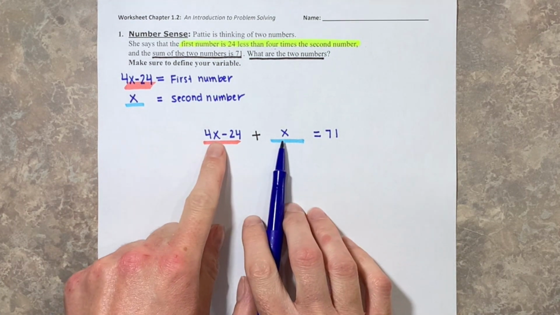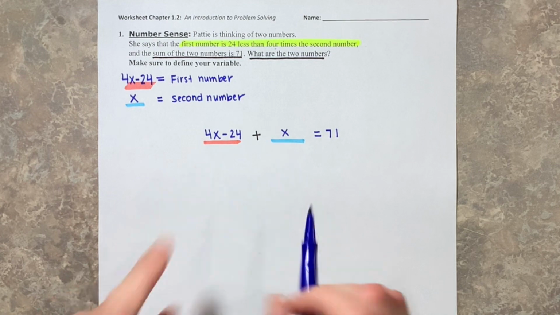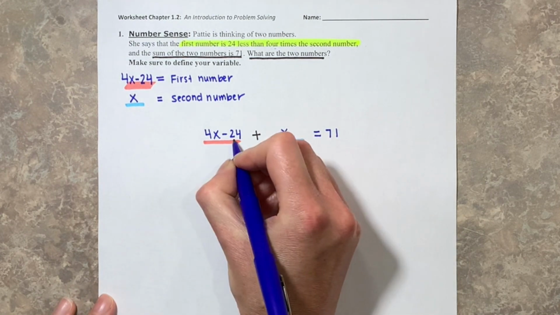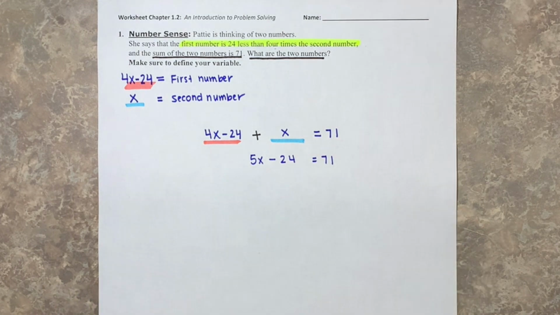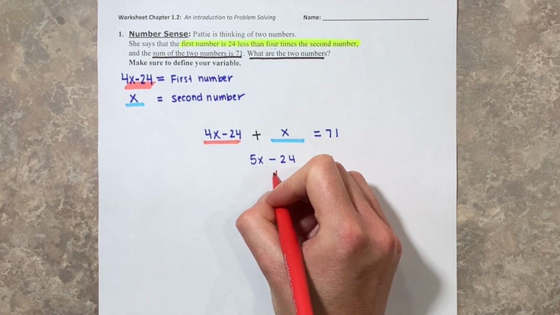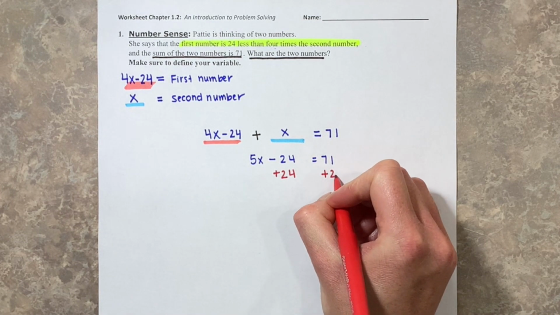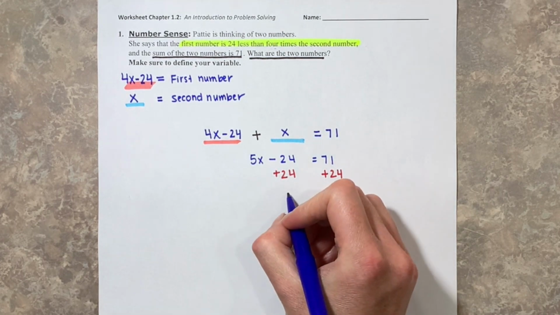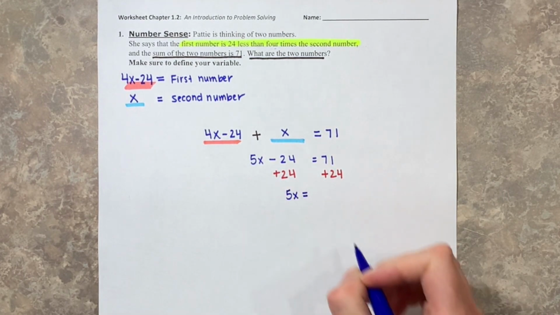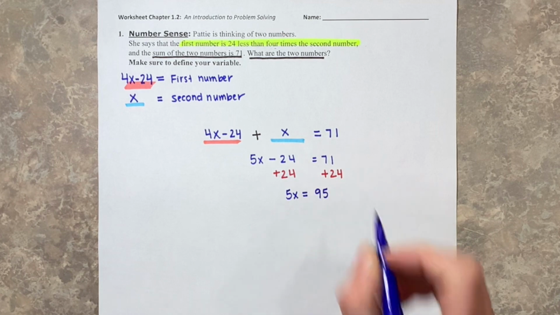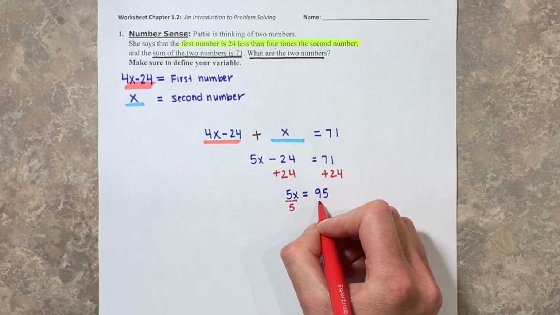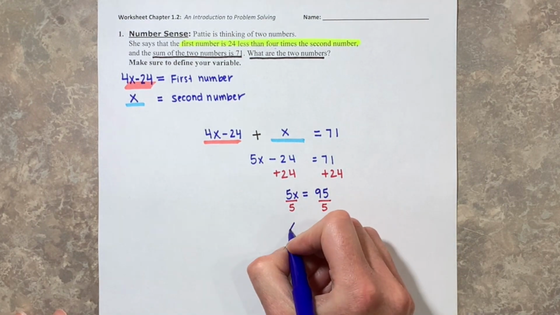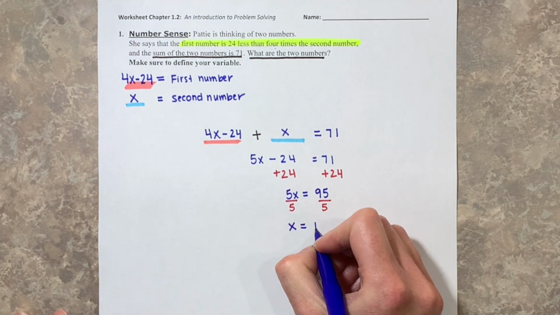So let's combine these like terms here. 4x plus x will give us 5x. Bring down the minus 24 and the equal 71. Now we want to isolate x. So to isolate x, let's add 24 to both sides. That will leave us with 5x is equal to 95. And the last step of isolating x will be to divide both sides by 5. And that will leave us with x is equal to 19.